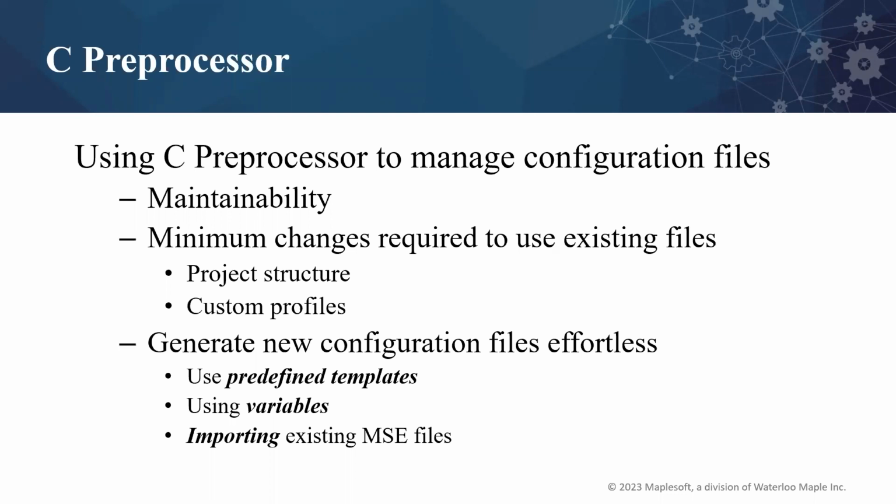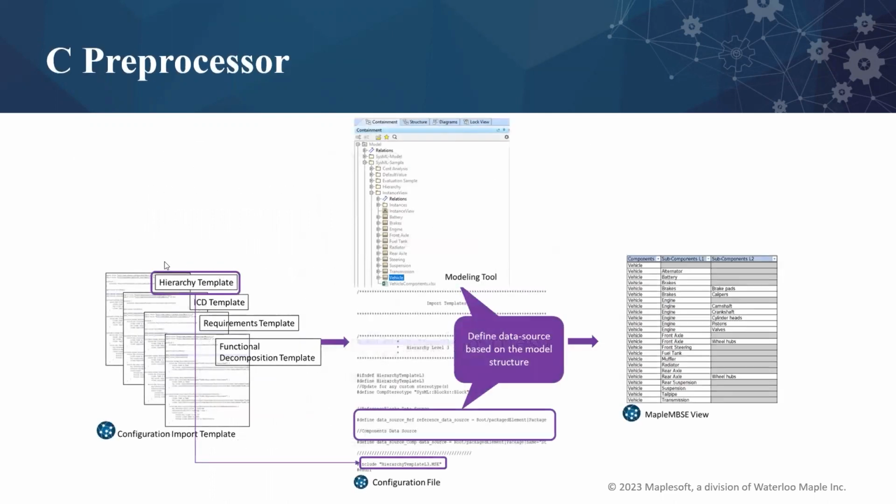The other advantage that integrating with the C preprocessor gives us is that you can define a template, for example, a template for hierarchy, or to generate ICD requirements or functional decomposition and so on. So there will be a predefined template, and we can create a configuration file in which the user will need to provide just the data source and the template that has to be imported. Just giving these two pieces of information, if you launch a config file, we'll be able to connect to the model and bring in those views.